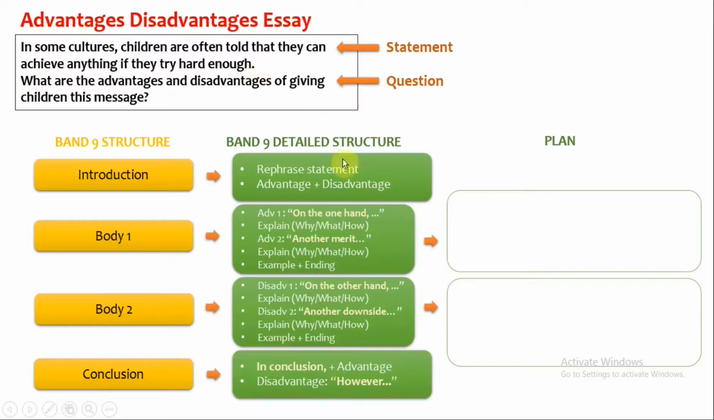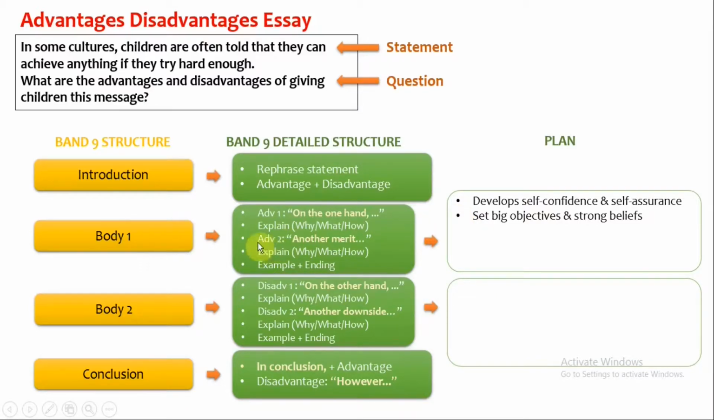The first sentence in body 1 is to state the first advantage of motivating children this way. I can write that it helps develop self-confidence and self-assurance. Next, explain the first advantage. I can say that children can set big objectives and have strong beliefs if they have self-confidence.